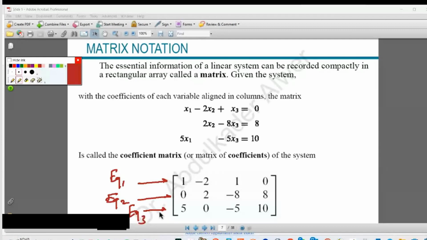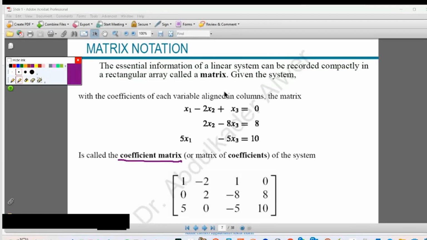Equation 3, with answers. In some books or on the internet, you can find this one. This is the coefficient and this is the answer. Also, you can use it or not, up to you. This matrix is called the coefficient matrix, or another name.